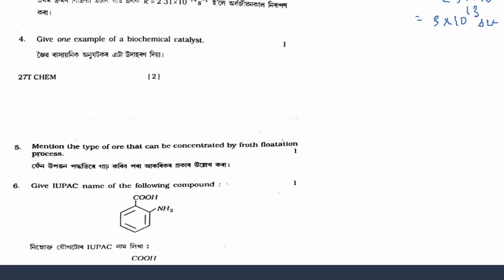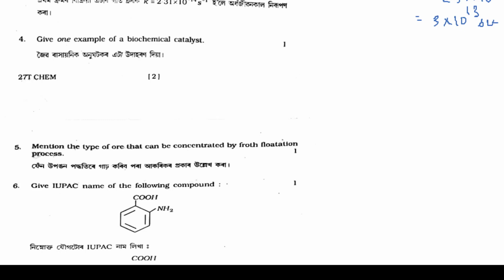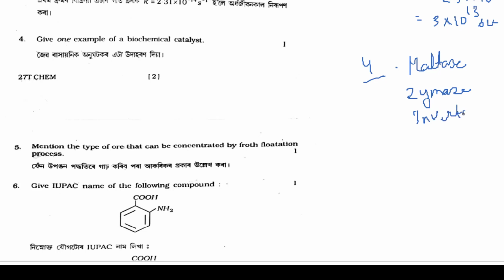Biochemical catalyst. Examples like it may be maltase, zymase or invertase, you can give any. So for question number 4 you can give maltase. What does maltase do? The function of maltase is that maltose is converted to 2 moles of glucose. Of course you have to know the conversion. Then zymase, invertase, these are the enzymes which are related to biochemical catalyst. You have to give only one example. I will give you 3 examples.